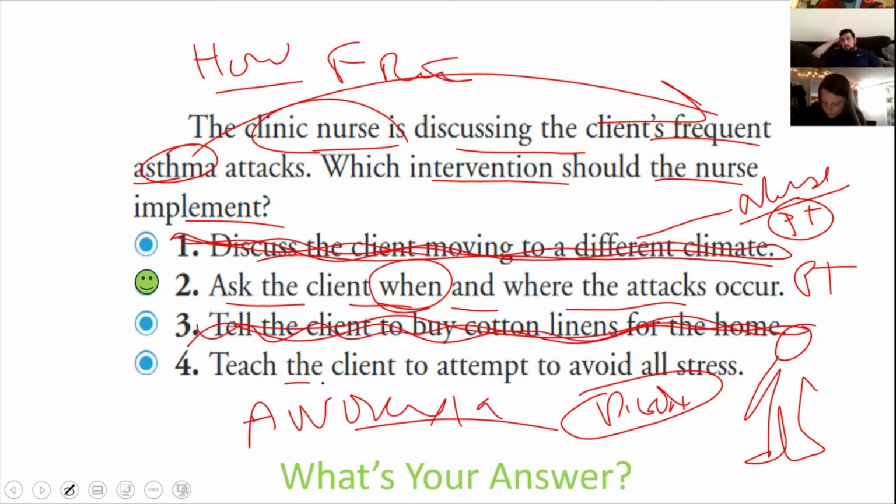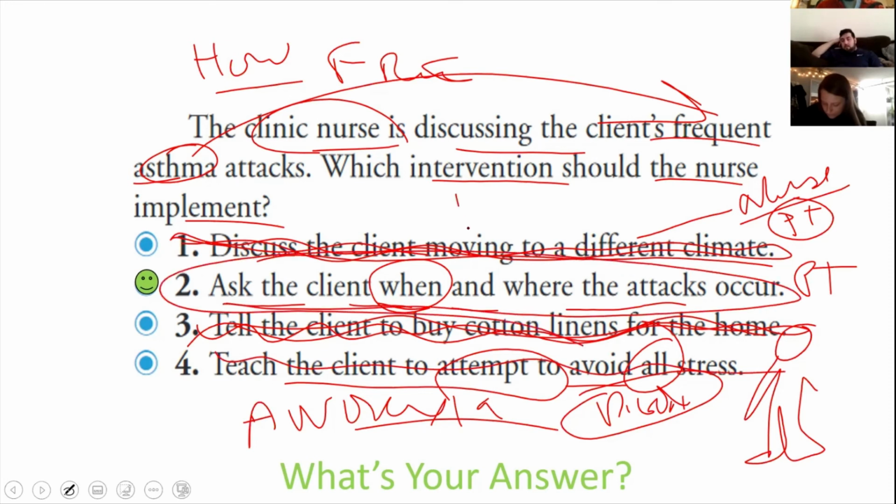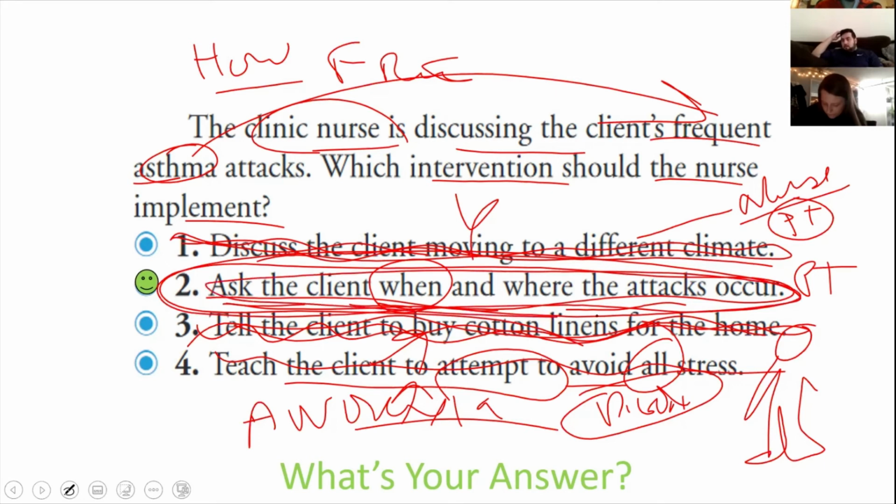All right. Teach the client to attempt to avoid all stress. Great. Then that's measurable. No, it's not. Get rid of that. So this is more about the client. This is all about diagnosing and treating, basically. Where this is strictly about what's going on when these attacks occur. And that's what's called about the patient.